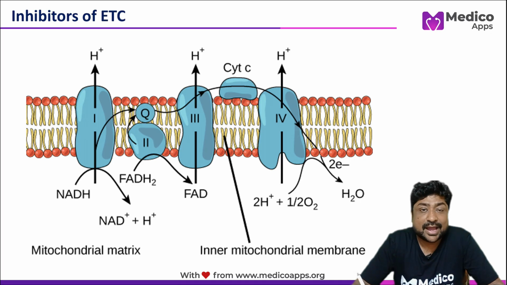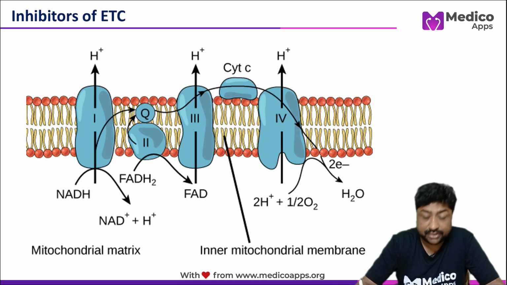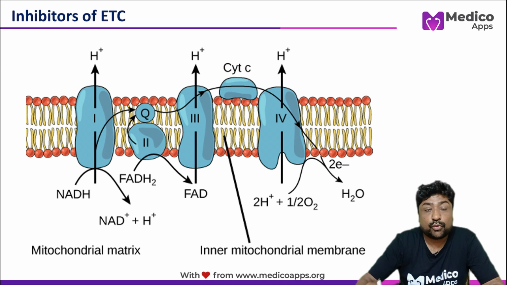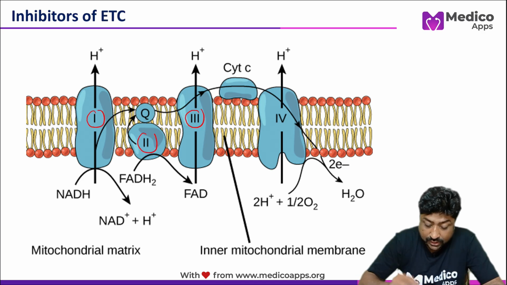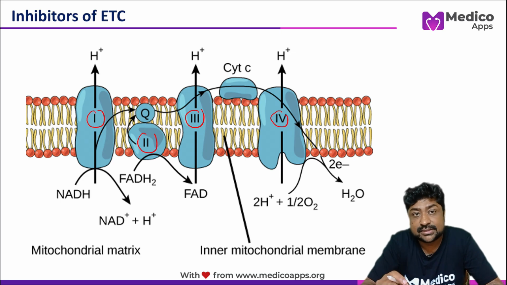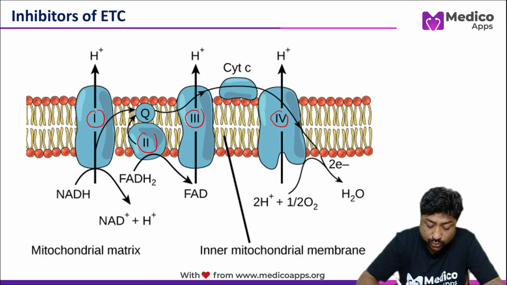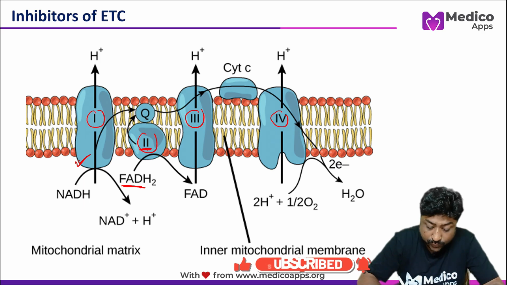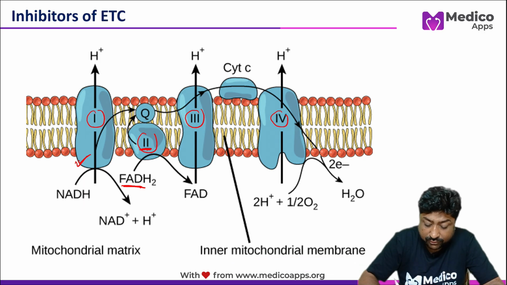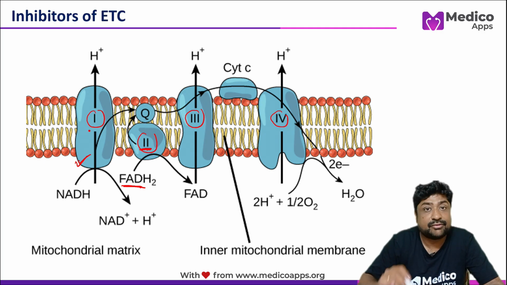So this is the diagrammatic representation of the electron transport chain. We know it is made up of 4 complexes. So this is your complex 1, this is your complex 2, this is your complex 3 and this is your complex 4. When NADH brings hydrogen ions, it brings them to complex 1. However, when FADH2 brings the hydrogen, it brings it to complex 2. Will you remember? NADH goes to complex 1, FADH2 goes to complex 2.